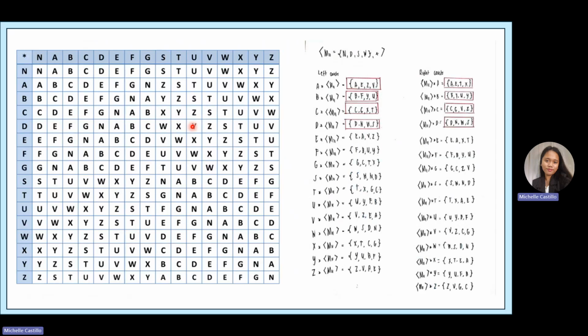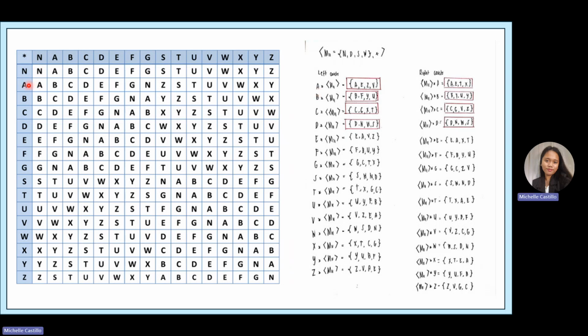Then next we have M sub 11 is equal to the set of N, D, S, and W under the binary operation star. So for the left cosets, to get this, we will operate the elements of the group to the subgroup M sub 11. Then for the right cosets, we will operate the subgroup M sub 11 to the elements of the group.